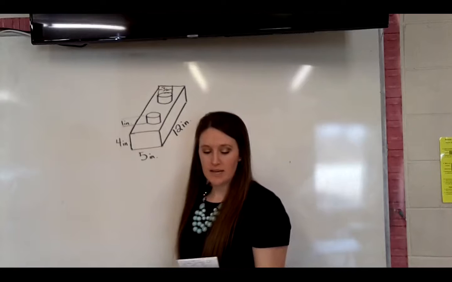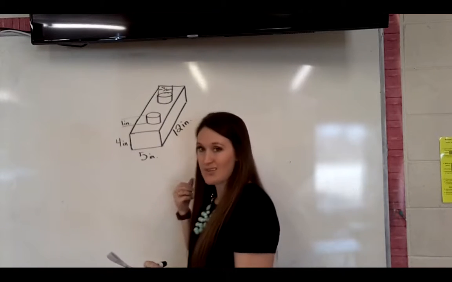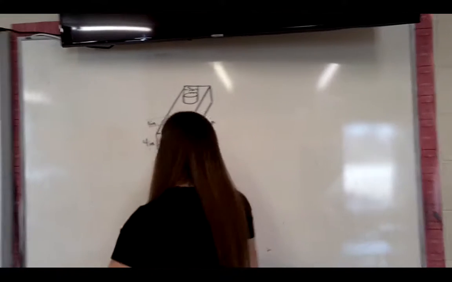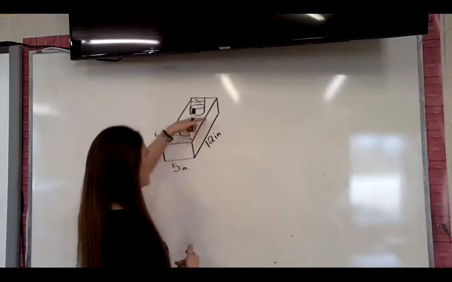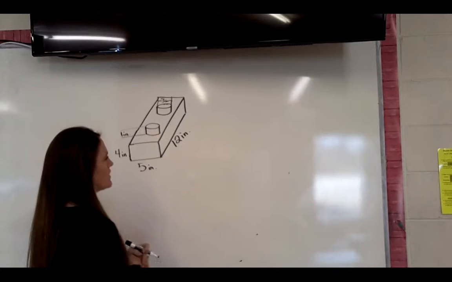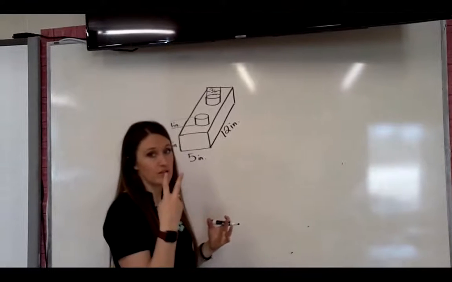Problem number 3 says find the volume of the plastic building brick shown at the right, like a little Lego brick, building brick, round to the nearest tenth. So we're finding volume, but if you notice, we have more than one shape. The bottom of it is a prism, then we have 2 cylinders that are the same size. So to find the volume, it doesn't matter which one you start with. You're going to do 2 separate ones.